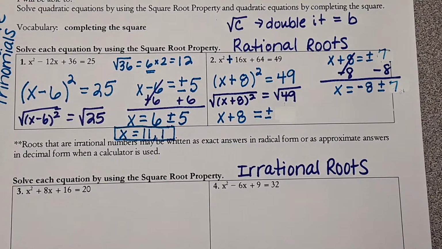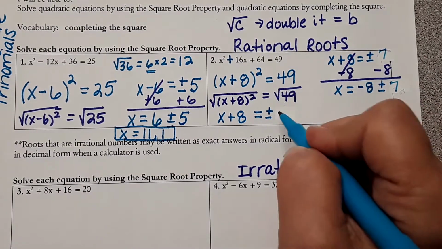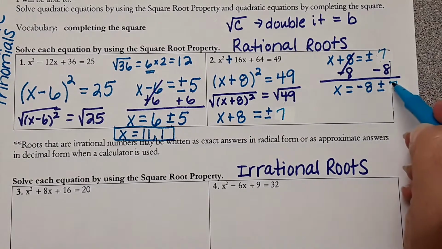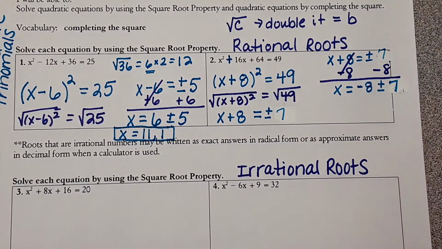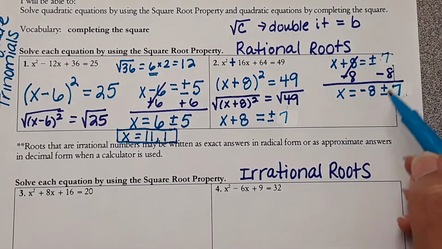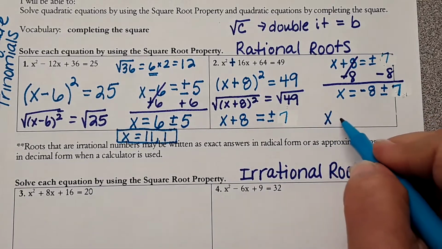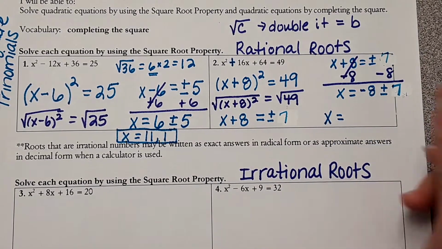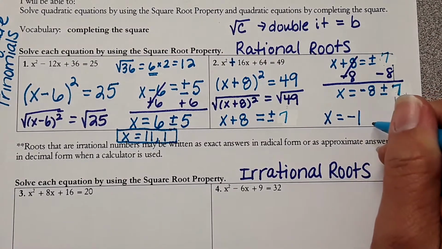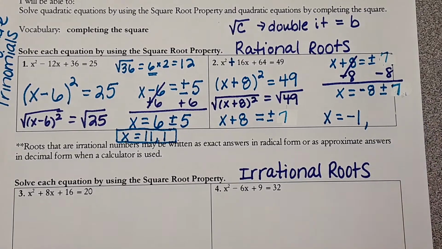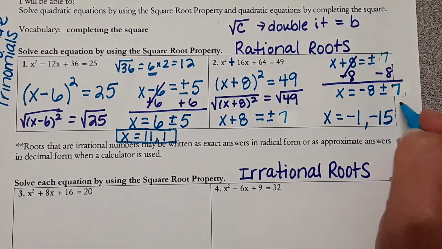Indeed, I did make a mistake, because the square root of 49 is not 49. The square root of 49 is 7. Now that I fixed my mistake, please go back and change that 49 to a 7. Now I'm going to do negative 8 plus 7. What is negative 8 plus 7? Negative 1. Yes, that's absolutely right. Then you're going to do negative 8 minus 7. What is it? Negative 15, and those are your answers.